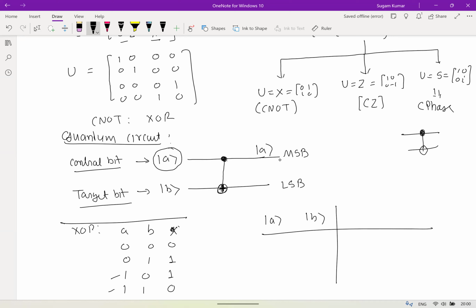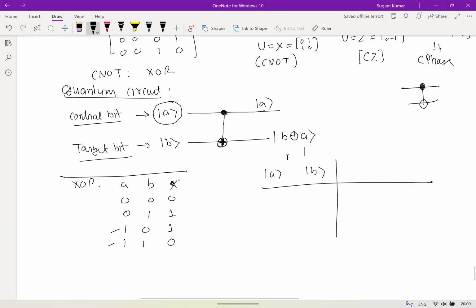The truth table for this one is like this: A and B, and the output is A here, and the output here is B modular addition A. This is modulo 2 addition. I hope you are aware of this modulo 2 addition symbol. When I say B plus A modulo 2, technically when you have 0 plus 0, it becomes 0. 0 plus 1 becomes 1. 1 plus 0 becomes 1. And 1 plus 1 becomes 0.